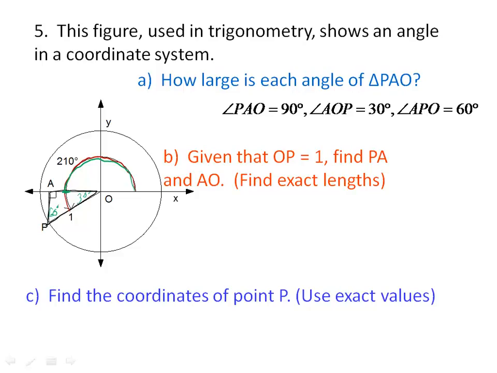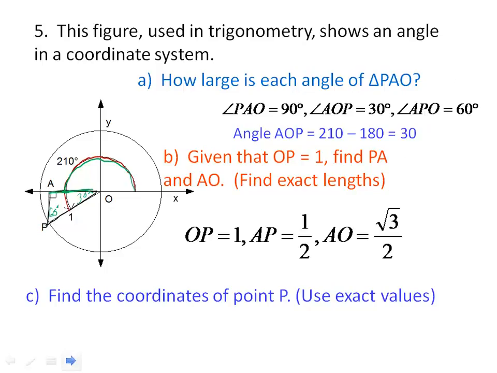And then you know that the long leg of the right triangle in a 30-60 right triangle, which is AO, is the length of the short leg, which is 1/2, times the square root of 3. So that's how you come up with these figures. Oh, that's the 30 degree angle. Okay, OP is 1, given to us. AP is 1/2. That's the short leg.